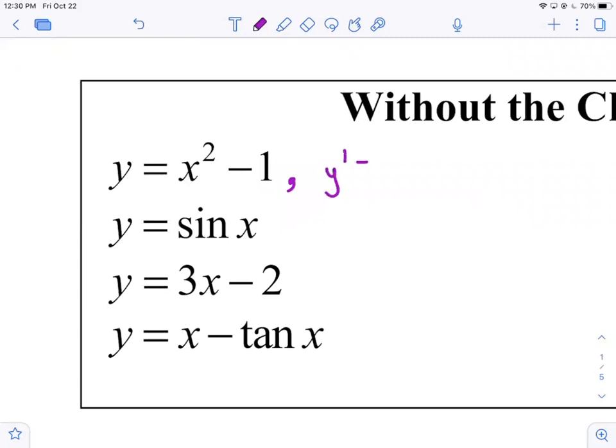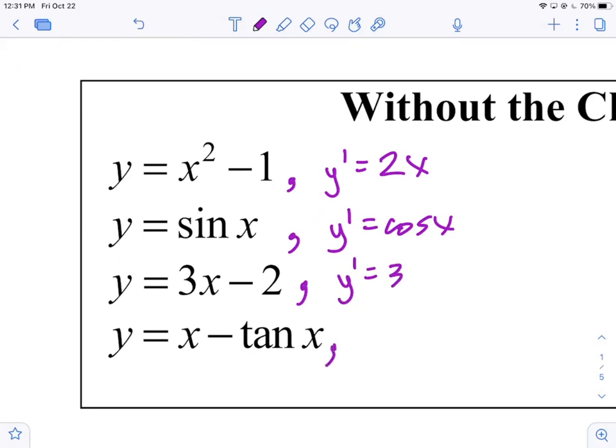I'll go sideways. What's y prime if y is x squared minus 1? 2x. Boom. What's y prime if y is sine of x? Cosine of x. Yes. What is y prime if y is 3x minus 2? 3. Good. And then this one, y prime would be 2 terms. Fancy, right? 1 minus, and what's the derivative of tangent? Secant squared. Good. Secant squared. Right? We can do all those without the chain rule.